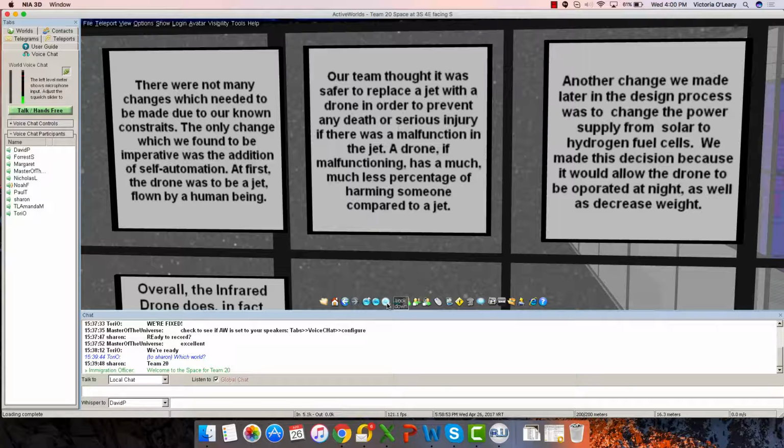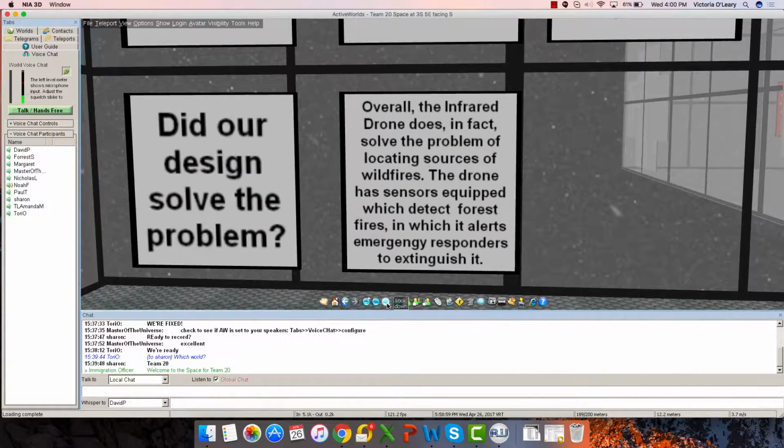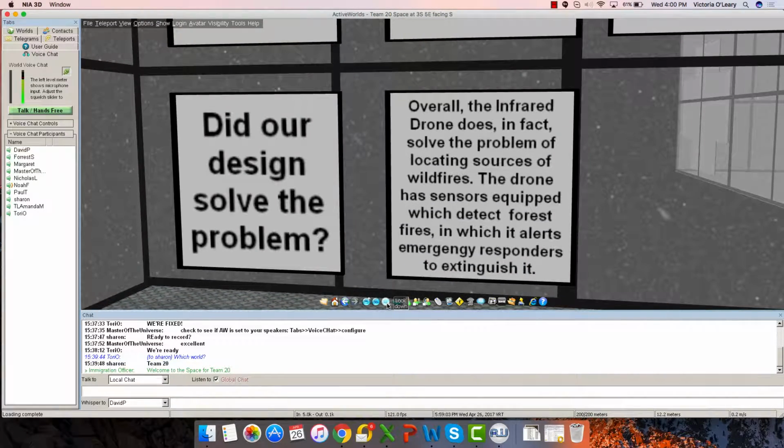And did our design solve the problem? Overall, the infrared drone does in fact solve the problem of locating wildfire sources and being able to minimize their effect and their destructive capabilities.